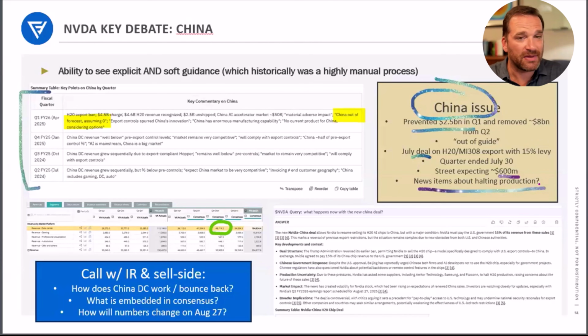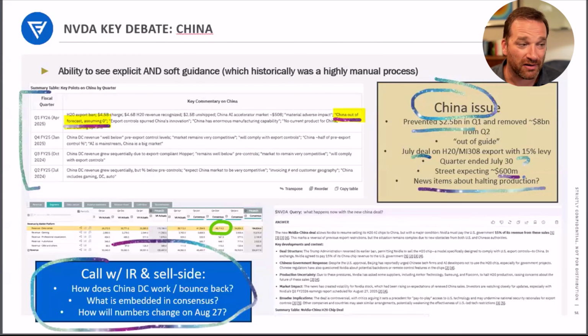But the nice part about some of these emerging tools is I could do this research pretty quickly, pretty seamlessly, pulling data points out of Hudson Labs, like, hey, China was out of the forecast. Now we're assuming zero. Okay, they took China completely out of the guide. China came back. That makes me wonder, is there upside to the guide? Now, when this came back in the quarter matters.